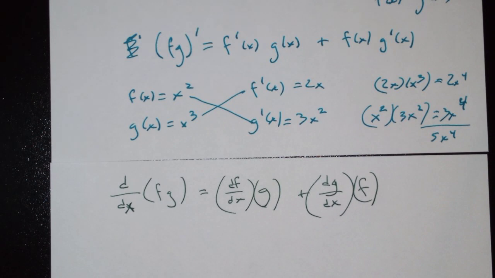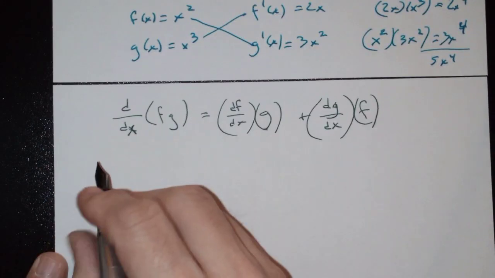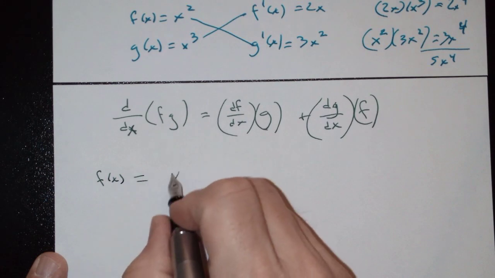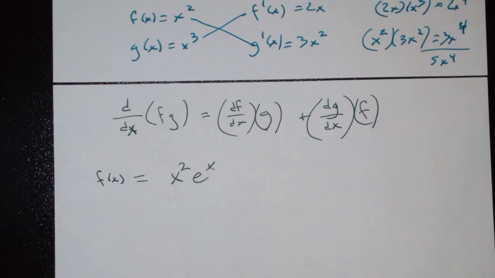Now, I will admit, for the example we were doing, this is the long way to do it. It's easier just to multiply those two together, write down x to the fifth, and take the derivative that way. That's easier. So why would I do this? Because there are places where it's harder to simplify. Here's a function. There is no way, none, to combine the x squared piece with the e to the x piece.